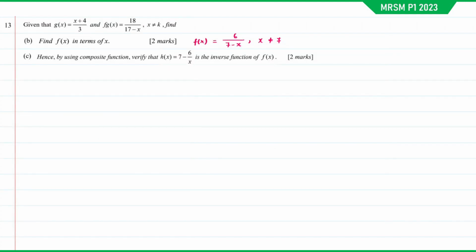Question C. Hence, by using composite functions, verify that h(x) equal to 7 minus 6 over x is the inverse function of f(x). Functions h and f are inverses of each other if and only if the composite function hf, the answer is equal to x, or fh, the answer is equal to x. So first, let us use hf.